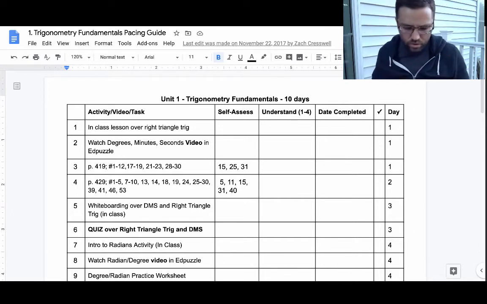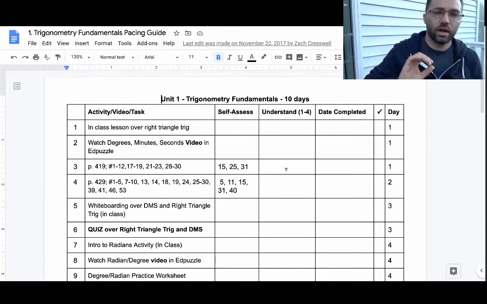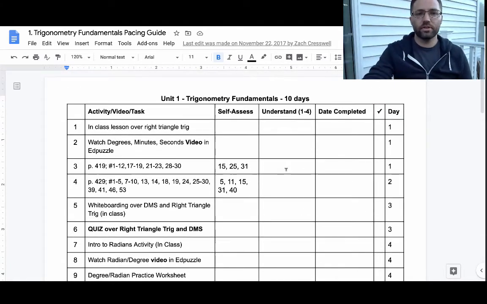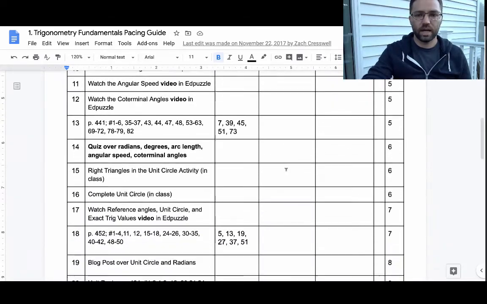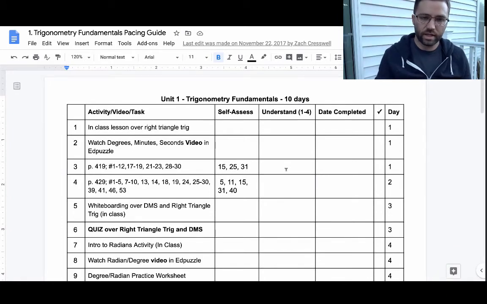So it was semi-asynchronous. Quizzes and tests were on certain days, and they had flexibility within that. This is what I would do at the beginning of each unit. I would give them this sheet of paper on top of their packet of work, and this is their guide through the unit. In the left-hand column, it's got the activity, the video, the task, the assessment, whatever is going to happen in the unit. It's all listed out there clearly.